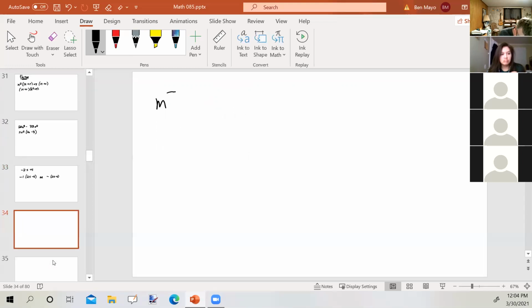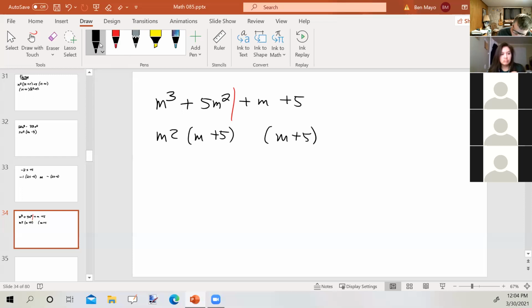Here, m cubed plus 5m squared plus m plus 5. 4 terms, factoring by grouping, groups of 2. Greatest common factor, m squared, m plus 5 left over. So m plus 5 left over, and a plus 1 outside. So m plus 5 times m squared plus 1.